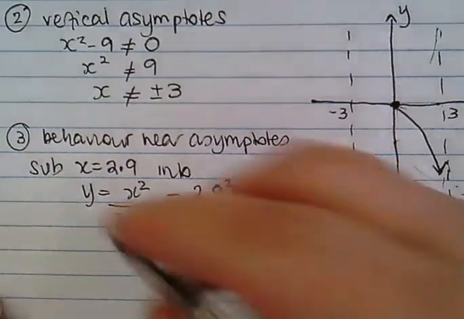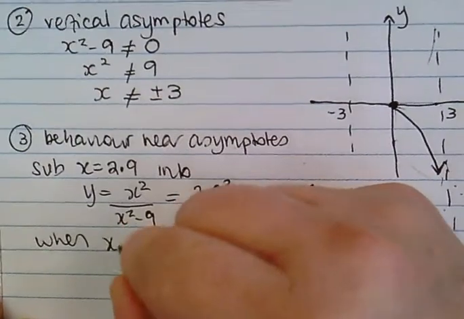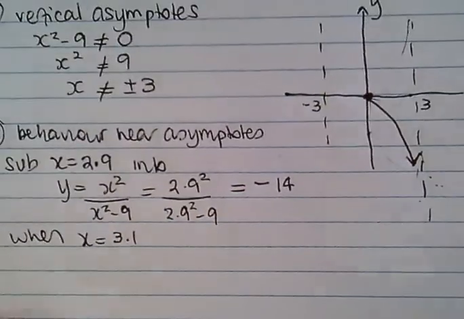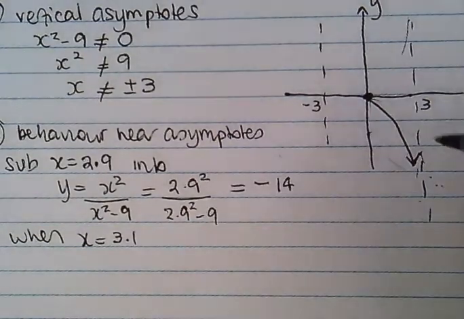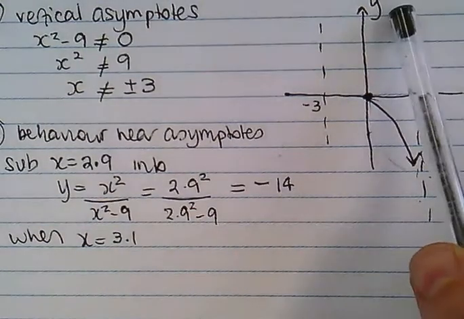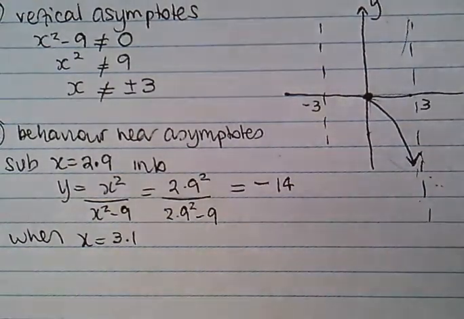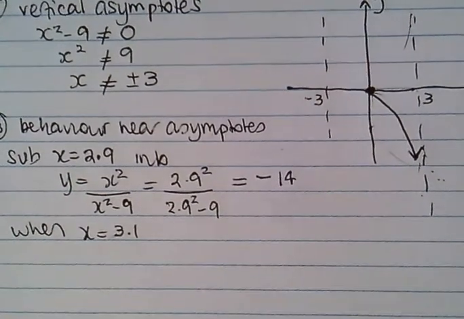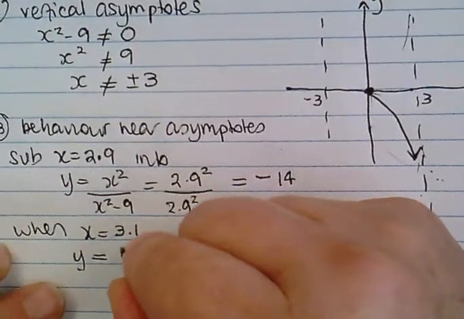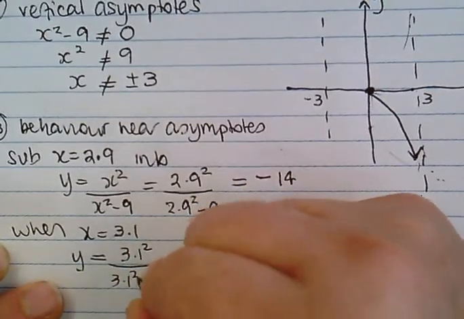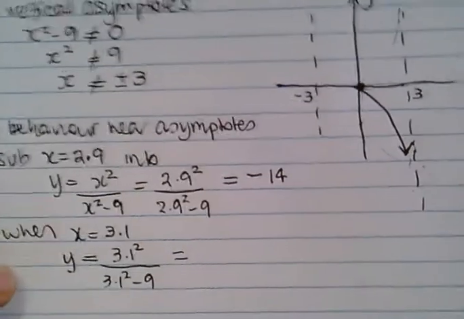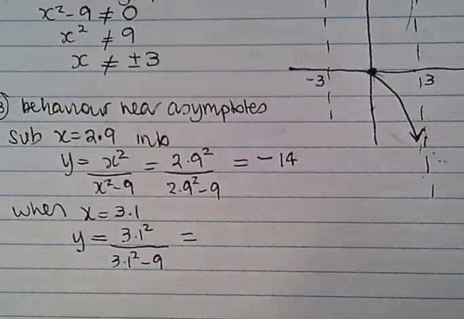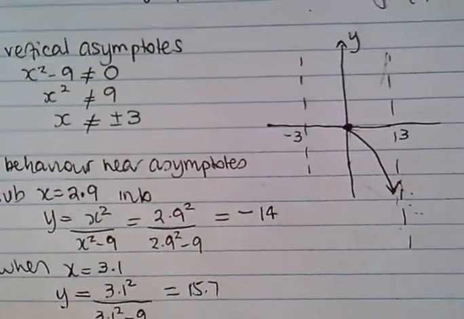Let's look at the other side, when x is 3.1. We were looking at 2.9, where the curve is either positive or negative. If I got a positive answer, I would have drawn it up like that. Let's look at x is 3.1, substituting it into the curve. I get y is 3.1 squared over 3.1 squared minus 9. And what do I get? It's either going to be negative or positive. I'm getting 15.7. So it's up here.